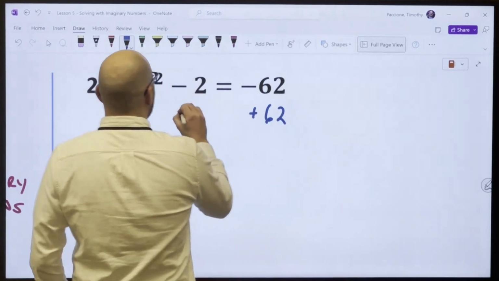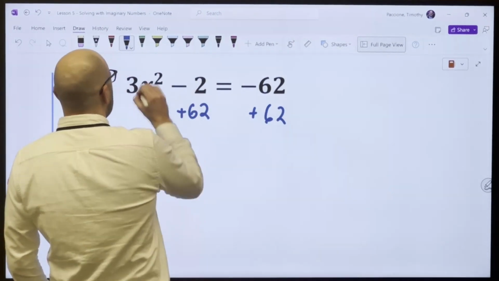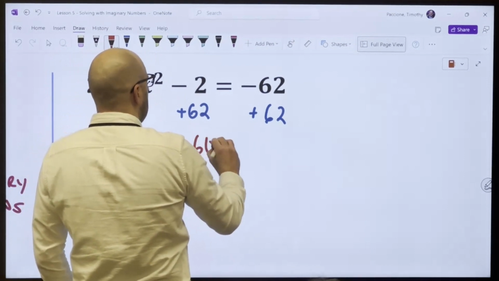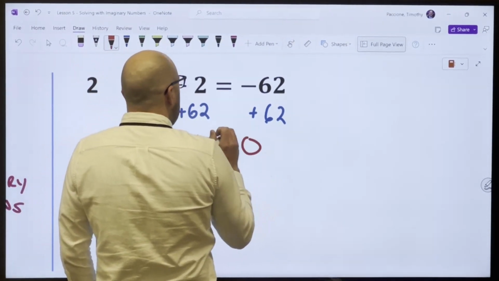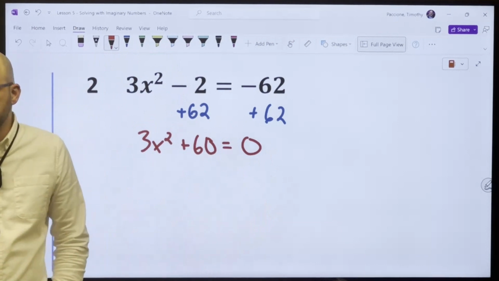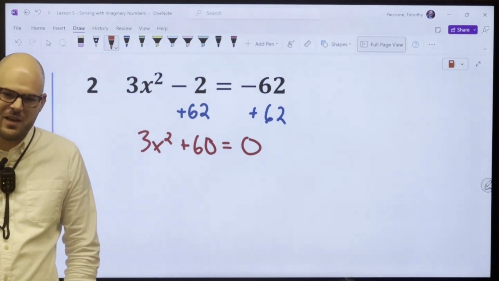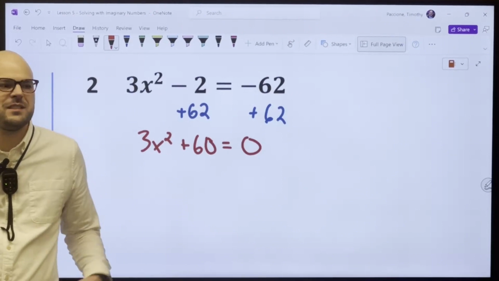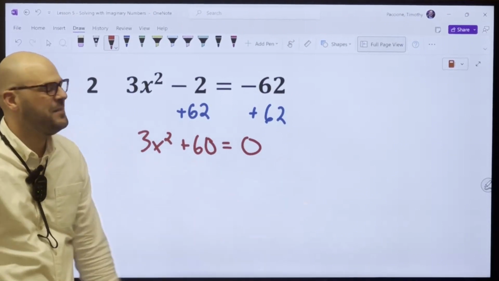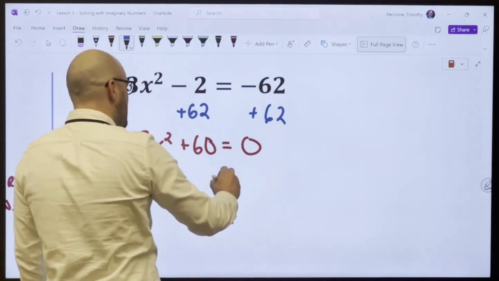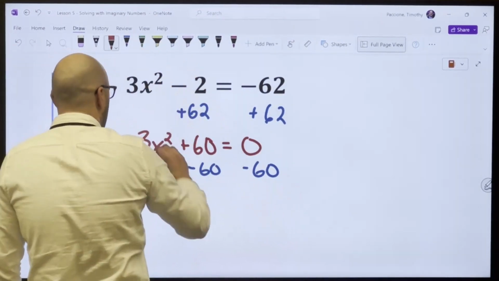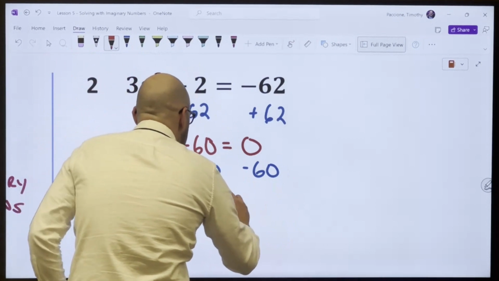Plus 62, plus 62, right? That gives me 3x squared plus 60 equals 0. Now, this is where you might feel like, well, why did I just do that? Because now what's the next thing we need to do? Subtract. We gotta move the 60 back, right? So we gotta now move the 60 over here and get 3x squared equals negative 60.